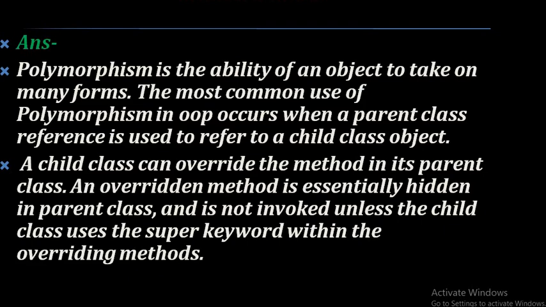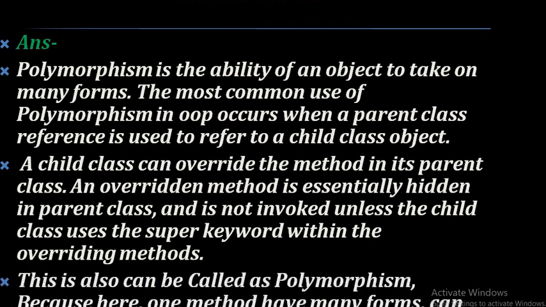A child class can override the method of its parent class, and the overridden method is essentially hidden in the parent class and is not invoked unless the child class uses the super keyword within the overriding method. So if we override a parent class method in the child class, the parent class method is hidden, and if we do not use the super keyword within the overriding method, then the parent class method will not be shown. It will be hidden. This can also be called polymorphism because here one method has many forms and can do multiple tasks.